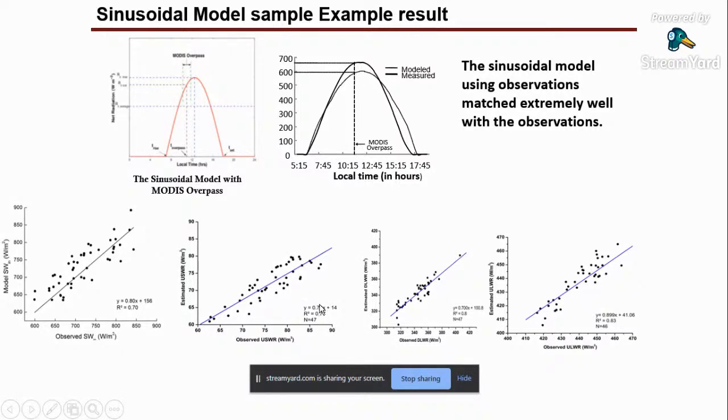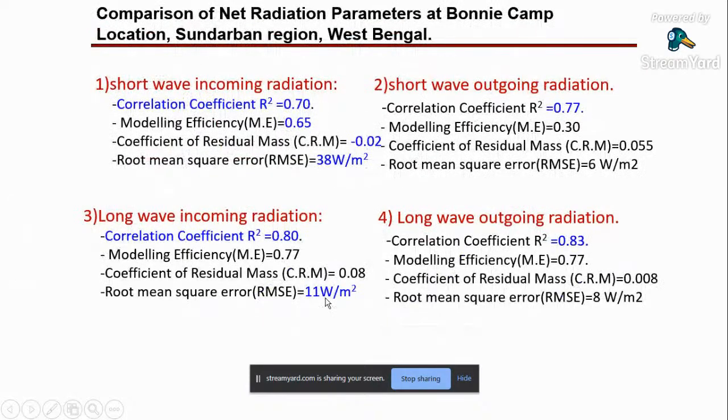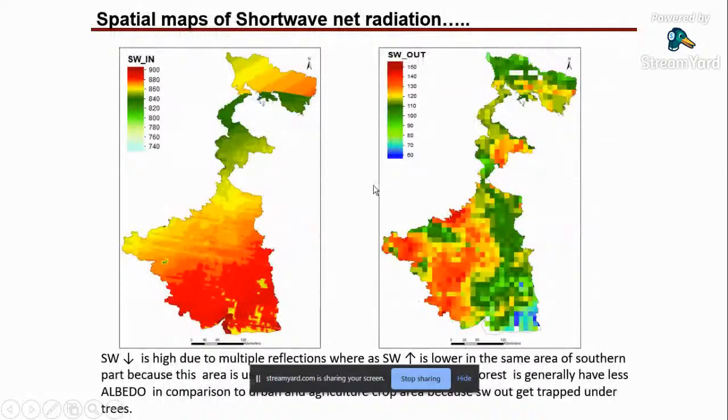So at last we were able to estimate these; these are the statistics from that validation, and this is the shortwave incoming and shortwave outgoing from the remote sensing data, spatially at high resolution, that is at 5 kilometers by 5 kilometers, which is very useful for modeling. For some of the soil models, this net radiation is a key input.